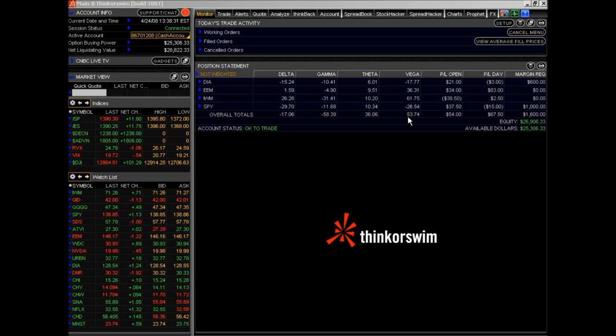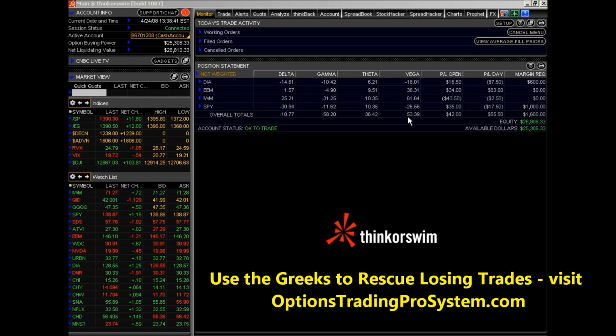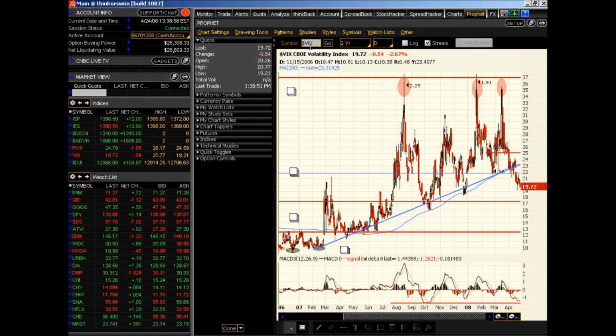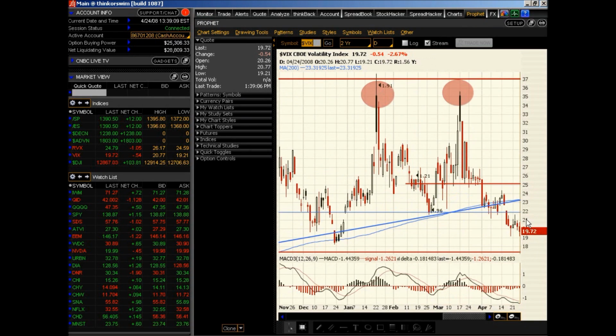That means for each $1 change, an increase in the Vega, or the volatility of the market, we will gain an additional $53 in profit. But what is Vega? Vega is measured by the volatility index of the CBOE, whose symbol is $VIX, normally known as the VIX, is a measure of volatility in the market.